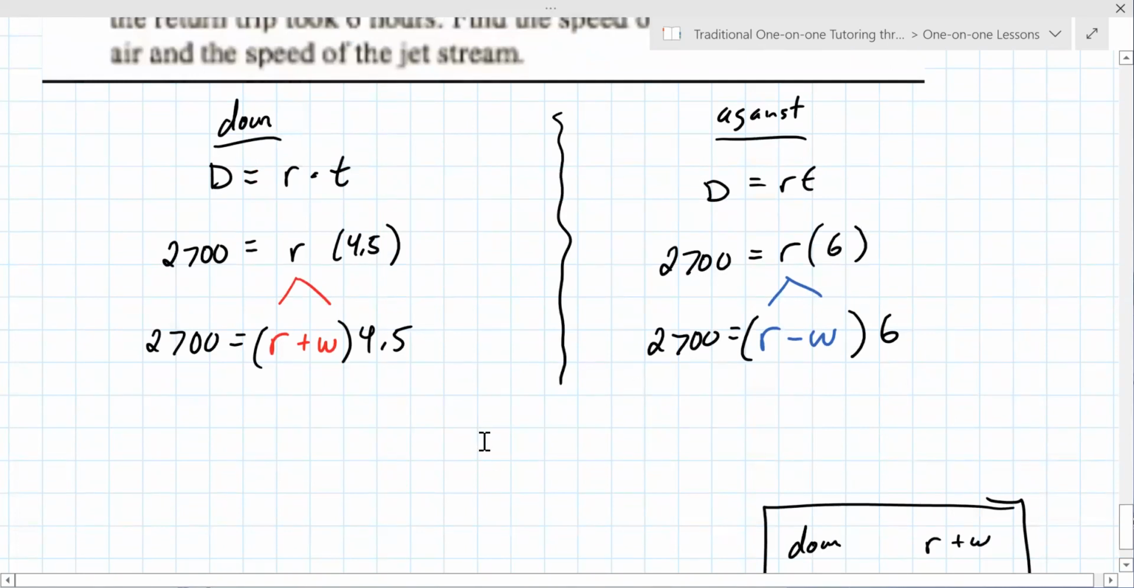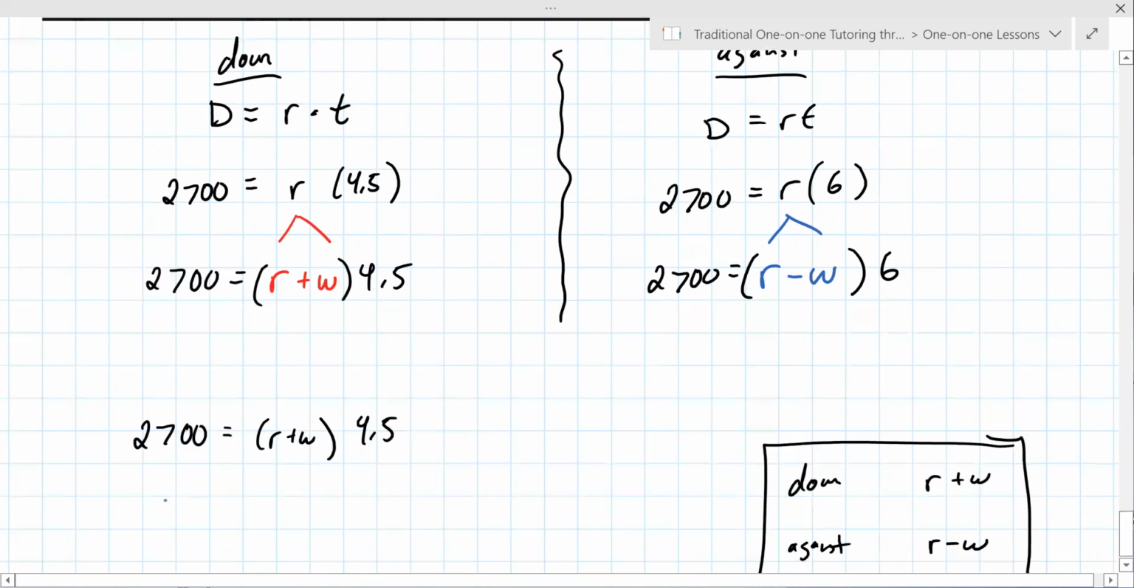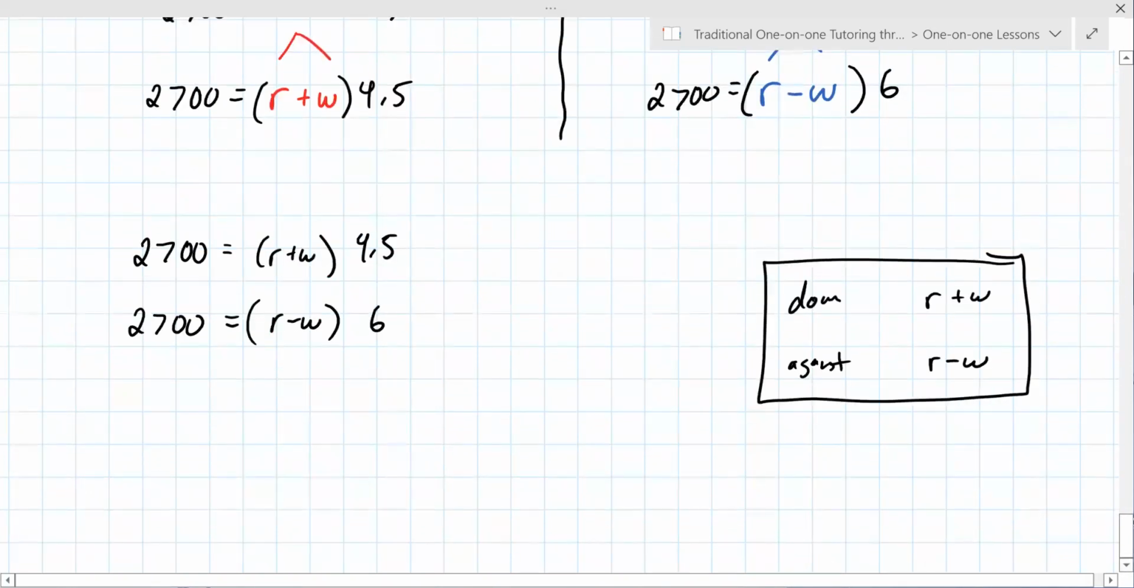Okay, so here's what we've got. We've got a system of equations. I'm just rewriting them here. 2,700 equals R minus W times 6. So you have a system of equations. Now it's not in a format that you like, because you're used to the variables being on the left and the numbers being on the right.